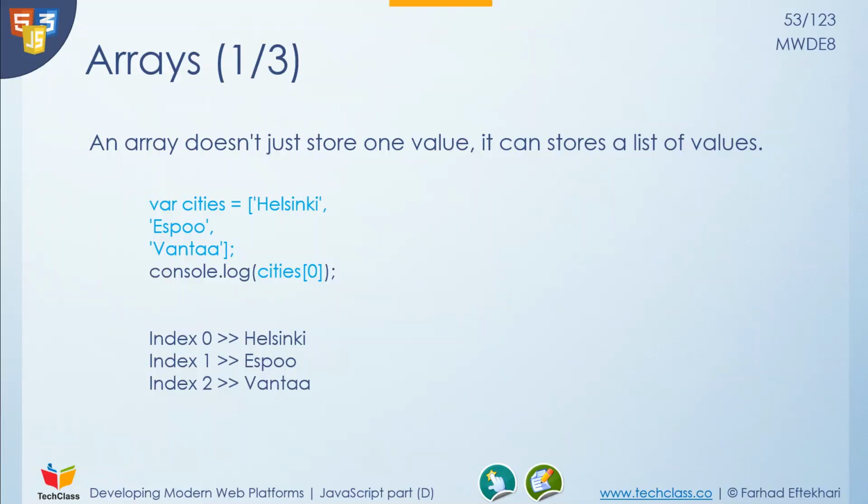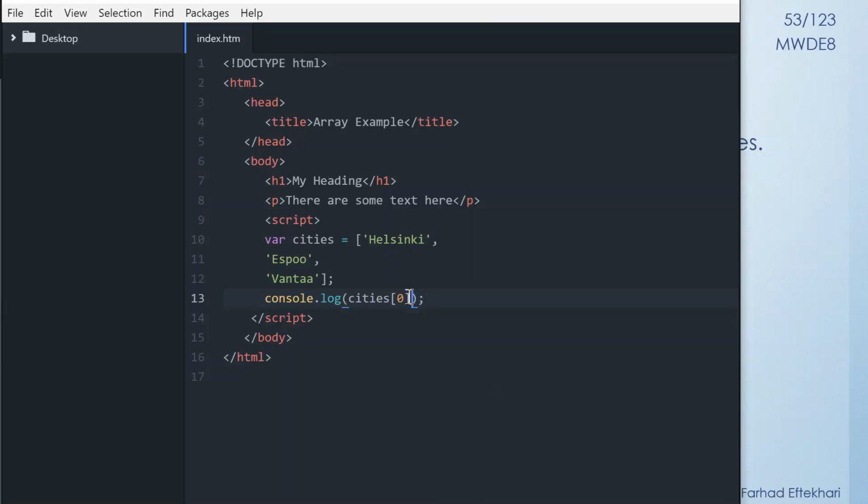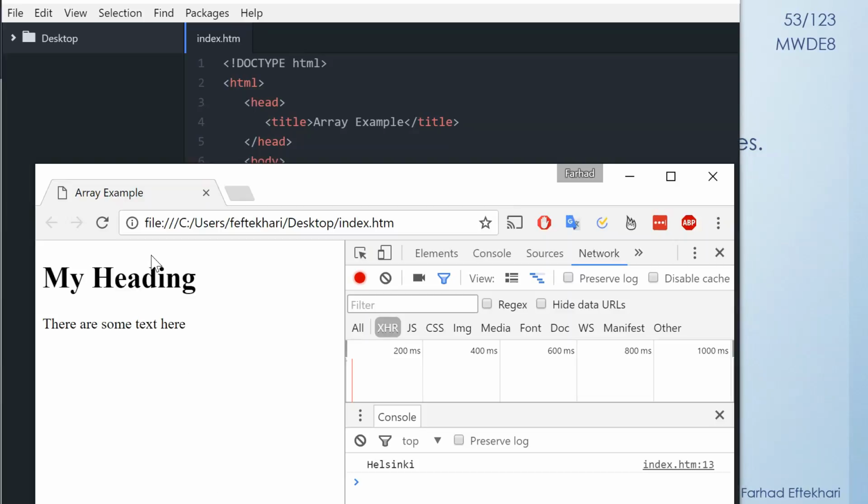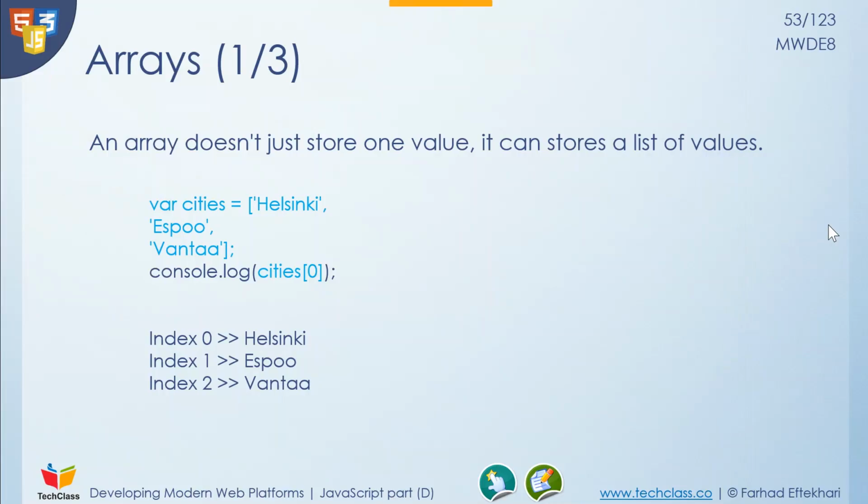So let's see, if we change it and pass the index 1 to the console log for the cities array, let's see what we can see. Probably or definitely it's going to be Espoo, but let's test it. Now I'm going to refresh the page, and now it's Espoo, as we expected before. You can also try it by yourself, play a little bit with it, make sure to understand it, especially this index part.